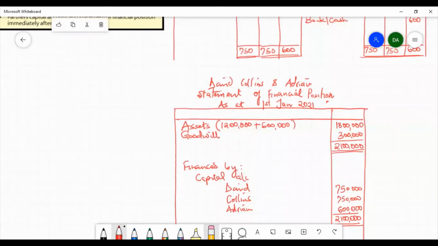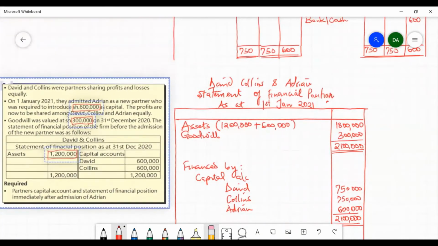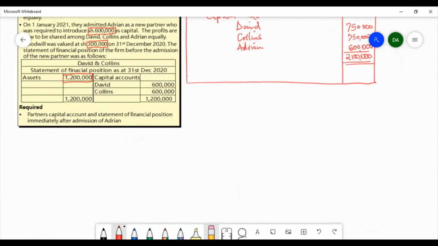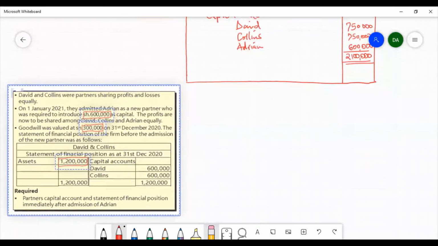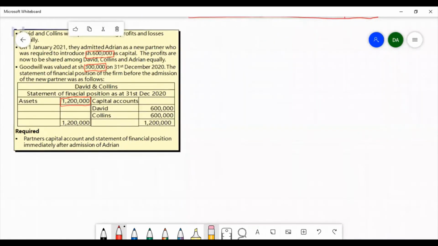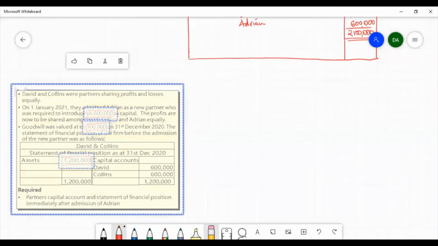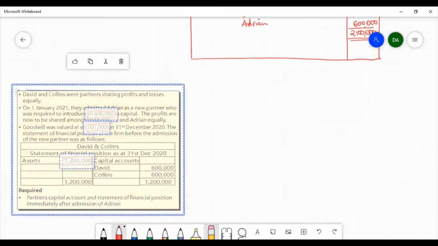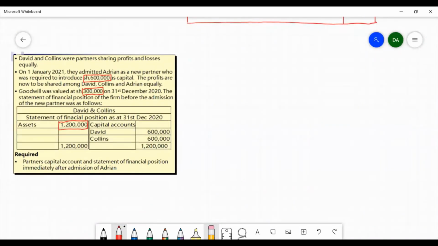Let us look at the second situation. This will be a situation where goodwill is not maintained in the books of account. That is a situation where goodwill is written off after creation. It is a situation where we can as well not open the goodwill account. We just go straight away to opening the partners' capital account, and then we record goodwill there and write it off. It is a situation where goodwill account is not opened, or if opened, is written off after opening.